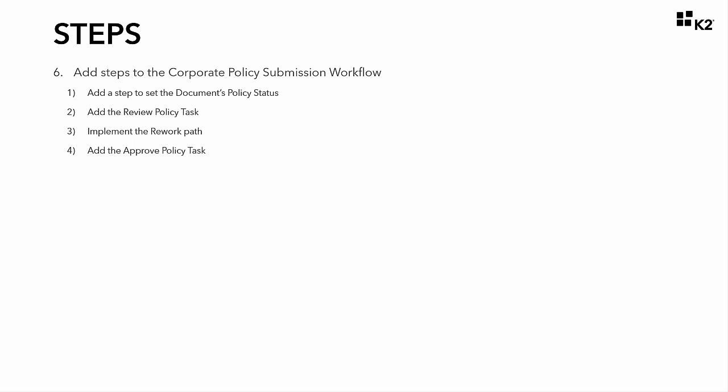The next order of business will be to implement the approval section of the workflow in step 6.4. In this stage of the process, the policy document will have already passed through the review process successfully and will need to be approved for release by the designated policy type owners.